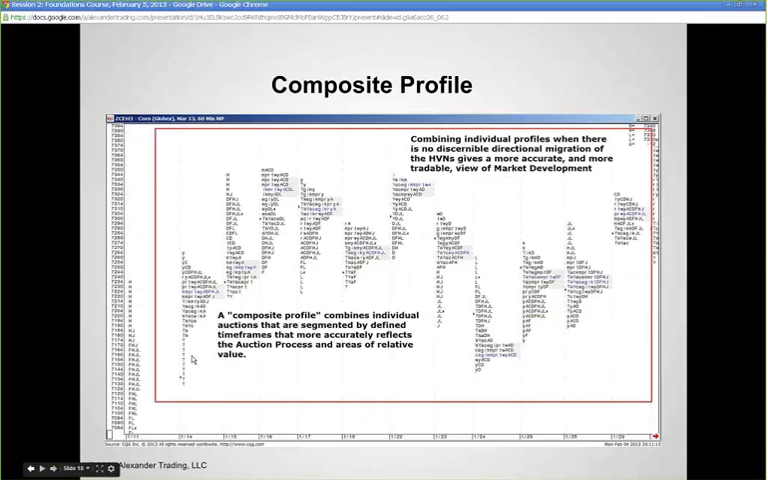My alert just went off. Copper's on the move up. We'll take a look at copper later.